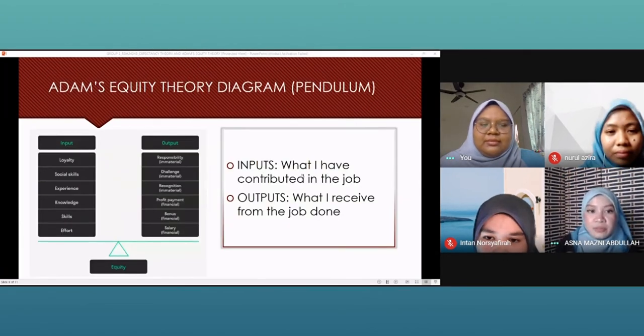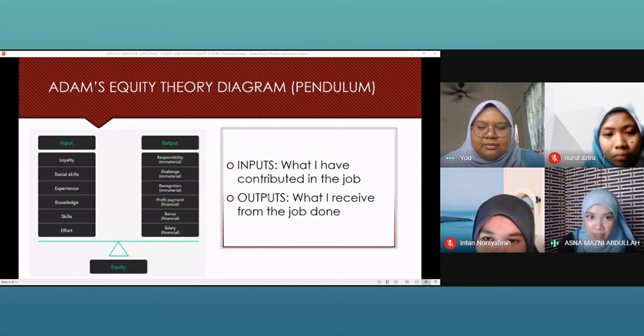Okay, so we move on to Adams' equity theory diagram, where Adams used a pendulum to illustrate his theory of motivation. Inputs are what the employees have contributed to the job, which are knowledge, skills, and effort, to be measured with outputs, which are what the employees have received from the job, like salary, bonus, and recognition. You can see these two things on your right side. Input and output have to be equal or balanced. That's the foundation of equity principles.